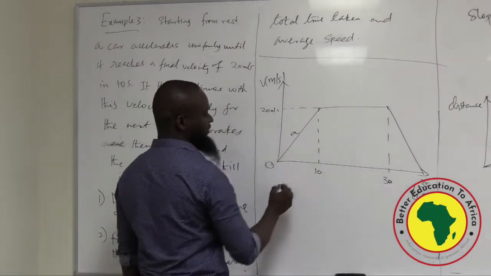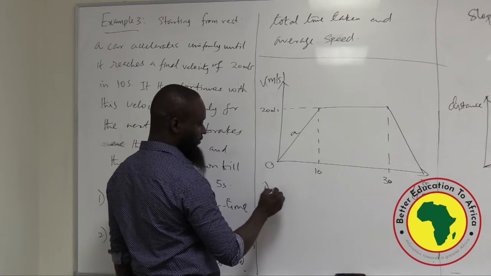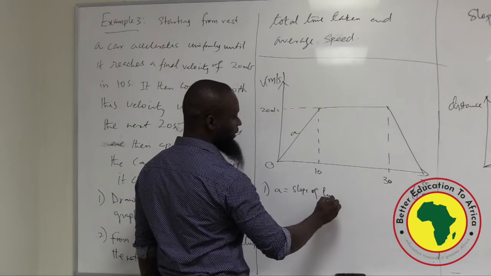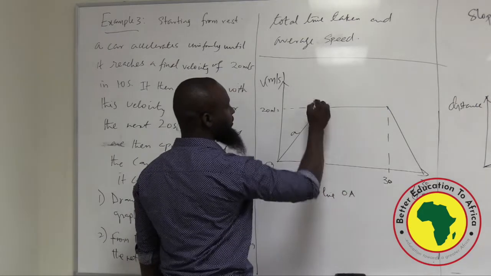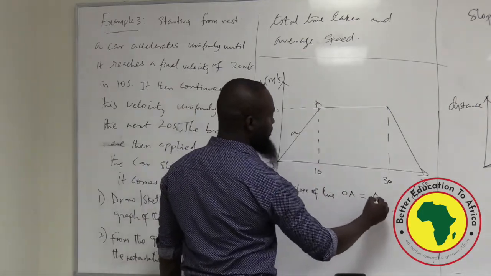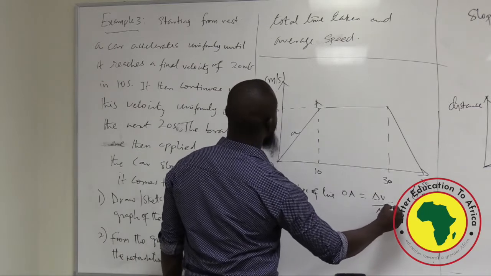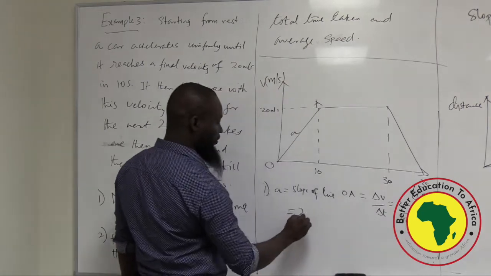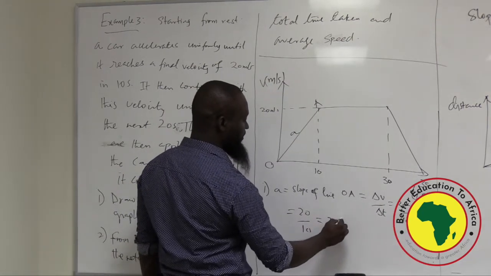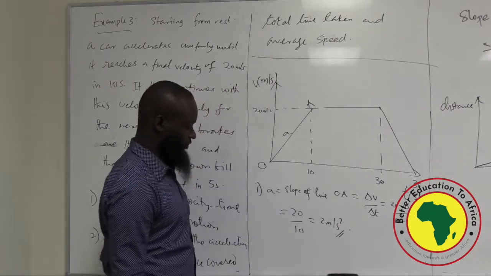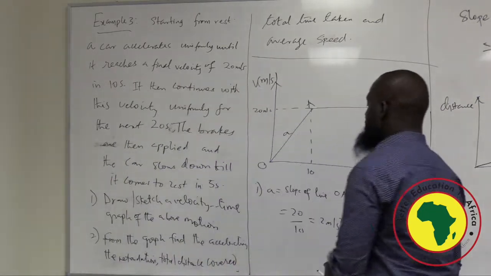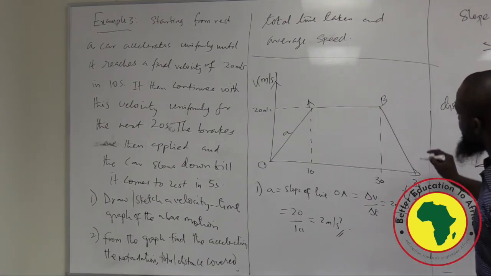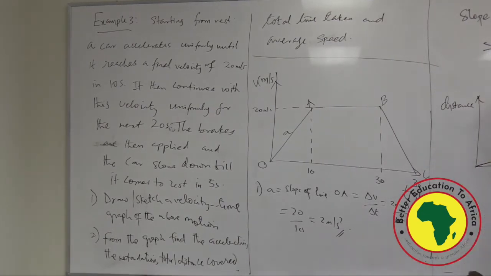Acceleration is the slope of this line. So acceleration a is slope of line OA, call this line OA, which is change in velocity over change in time, so that gives us 20 minus 0 over 10 minus 0, so this is just 20 over 10, 2 meters per second squared, that's the acceleration. The next question is the retardation. Retardation is this line, so let me call this BC.